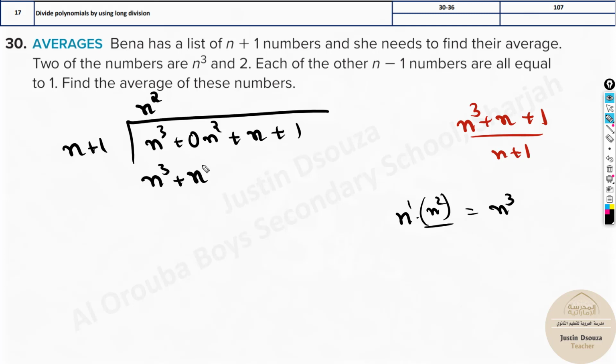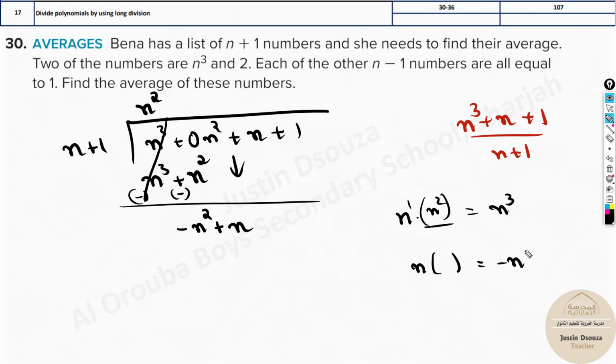I hope you know this by now. This is simple, just long division. Change the signs, minus and minus cancels off. What is remaining here? 0 n square minus n square will be minus n square only. Now next, bring this down. n comes down, plus n. Now what do you have to multiply to n to get minus n squared? It will be minus n. Minus n times n will be minus n squared.